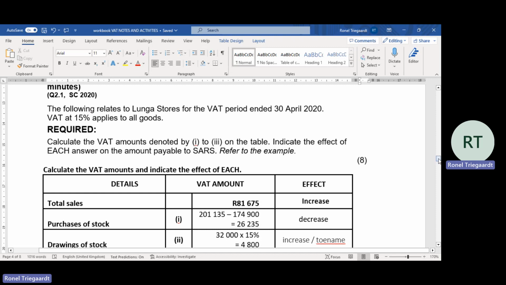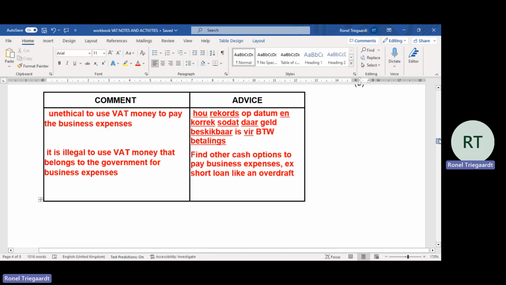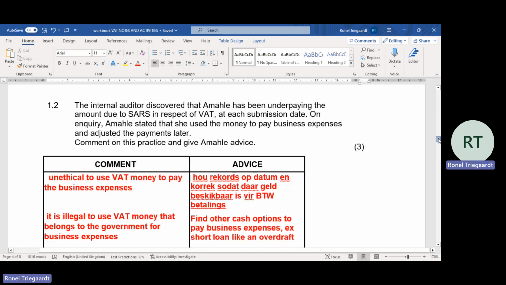Het ek een vraag, ek het die ander vraagje uitgelos. Sorry. This one. The internal auditor discovered that Amarshde has been underpaying the amount due to SARS in respect of VAT at each submission date. So what does that actually tell you? Some of the money that is supposed to go to SARS she keeps for herself. On inquiry, she stated that she used the money to pay the business expenses and adjusted the payments later. Comment on the practice and give her advice.